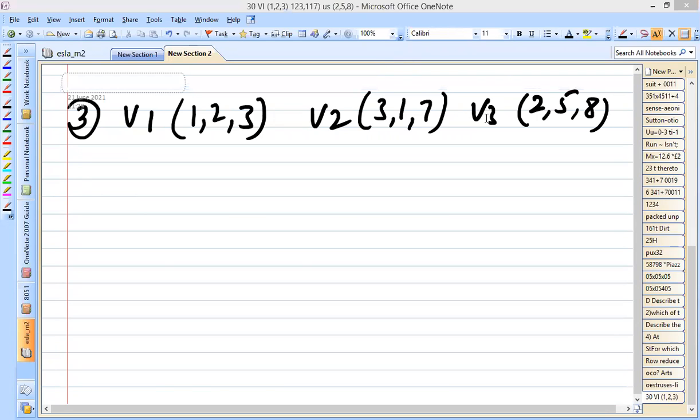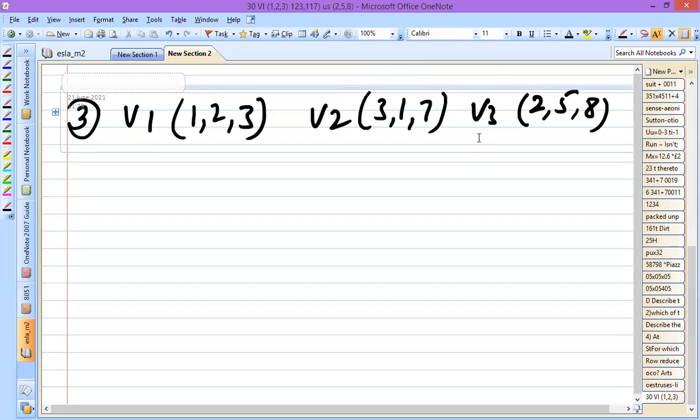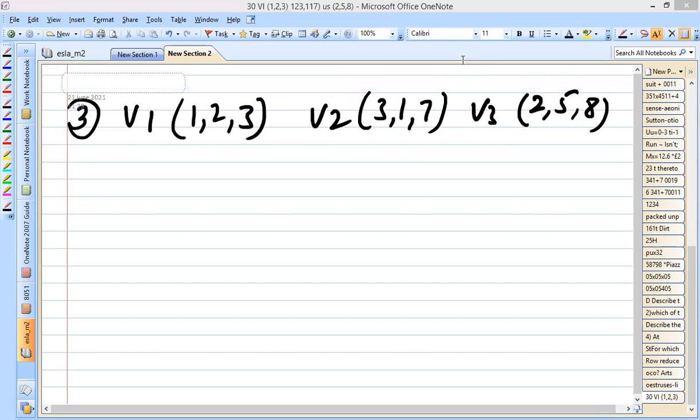Can anybody directly tell me the answer? Using the property that I told previously, you can say whether they are independent or dependent. Anybody? Meghana? Meghana, yes. Megha MK. Muskan Banu.